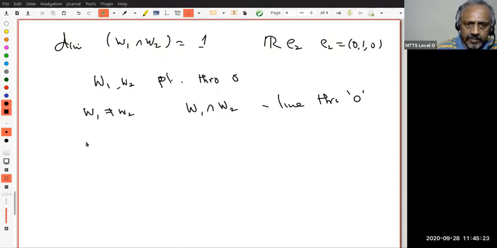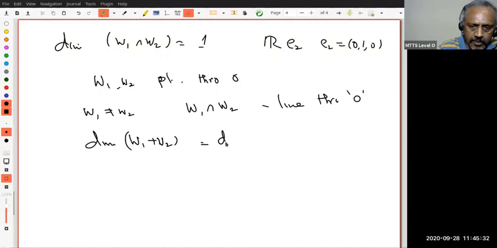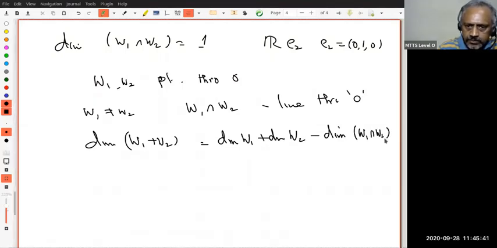And again, we will see the dimension formula holds. What is the dimension formula? Dimension of W1 plus W2 equals dimension of W1 plus dimension of W2 minus the dimension of W1 intersection W2.